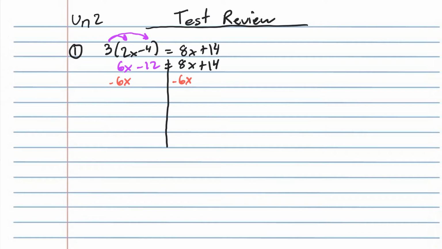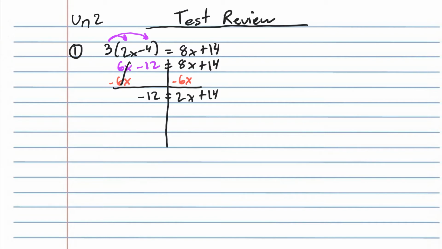Again, make sure you line up. X's go with X's. I don't want to line up that 6x with that 14 because they don't go together. Okay, line across so we can stay organized. Okay, bring down the leftovers. The 6's are gone. We still have negative 12. On the right side, 8x minus 6x gives you 2x. And we still have plus 14.